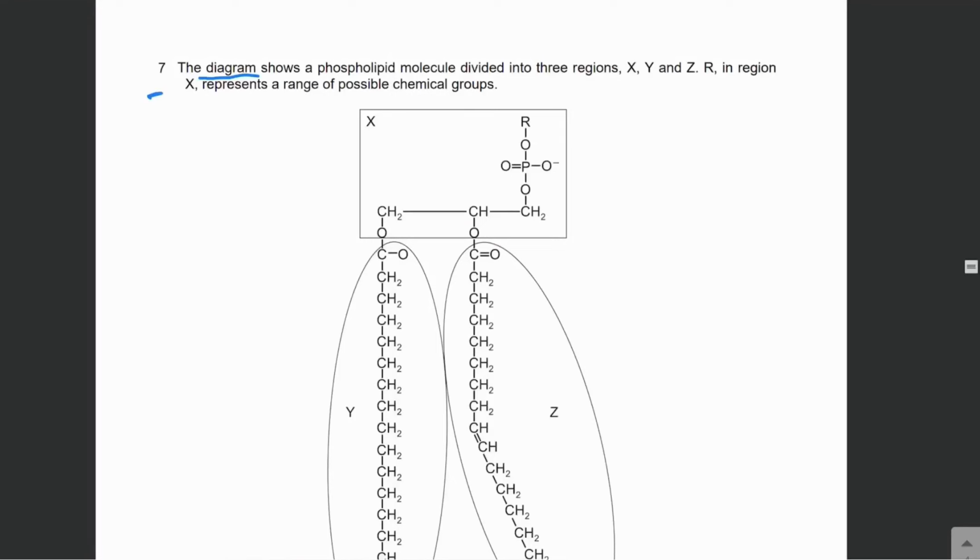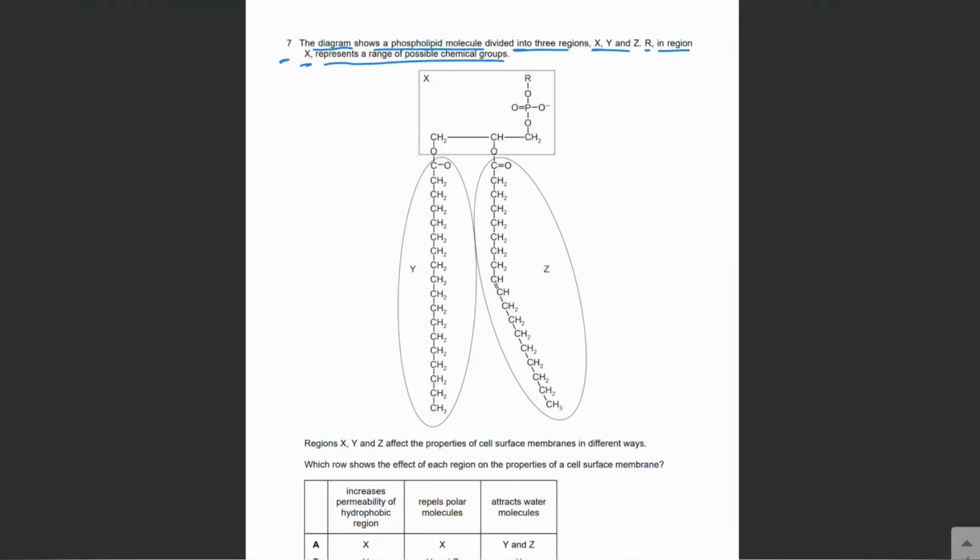The diagram shows a phospholipid molecule divided into three regions X, Y, and Z. R in region X represents a range of possible chemical groups. Regions X, Y, and Z affect the properties of cell surface membrane in different ways. Which row shows the effect of each region on the property of cell surface membrane?